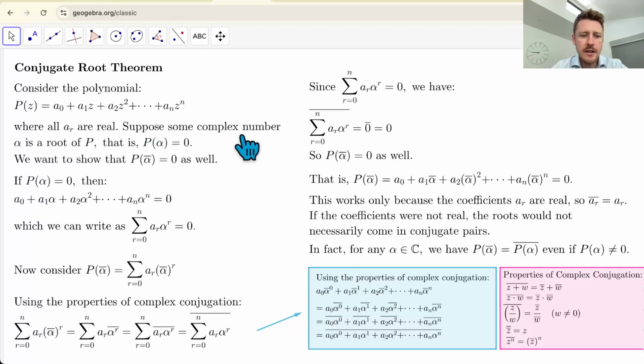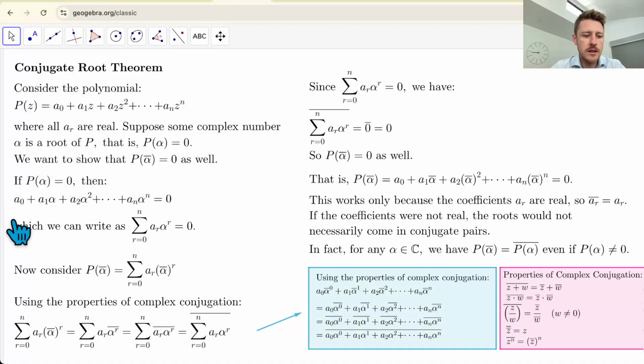And we're going to say that some complex number alpha is a root of p. So what we're saying is that p(alpha) = 0, just like we saw before. Whatever this complex number is, p of it is equal to 0. And we want to show that p of the conjugate of alpha equals 0 as well. So you can see why it's called the conjugate root theorem. So we want to show that that's true.